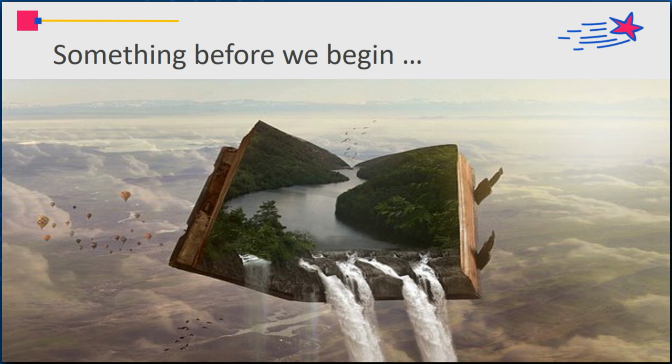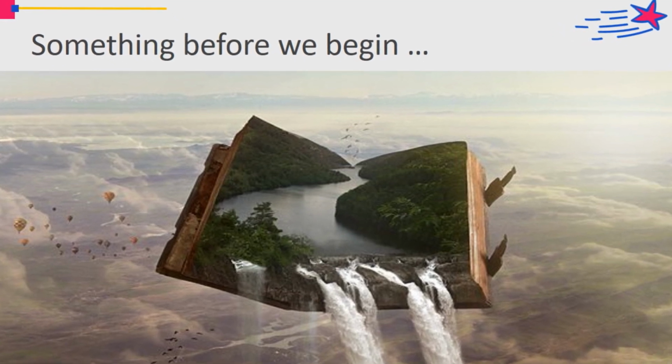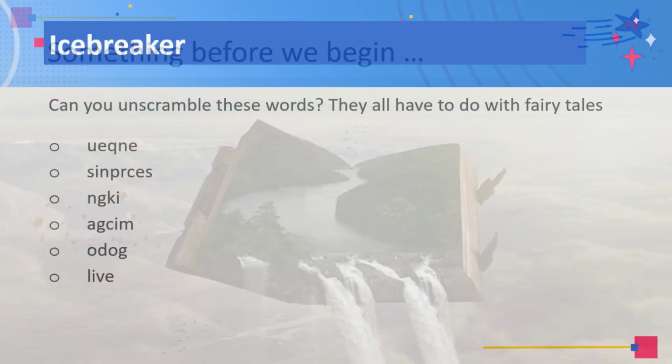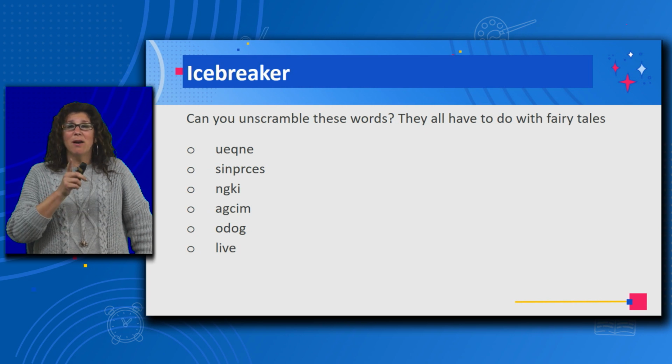And if you look really closely at this picture, a lot of it doesn't make sense. How could it be that there's water falling out of a book into outer space? Can there be a river in the sky? And do you see that the balloons and the birds are the same size? But that's what's beautiful about imagination, and that's also what's beautiful about fairy tales. Let's talk about fairy tales. But first, let's think about the words that you know have to do with fairy tales.